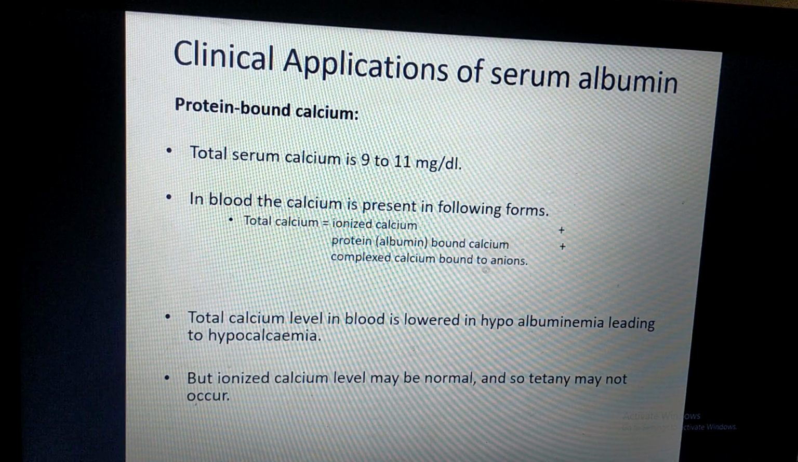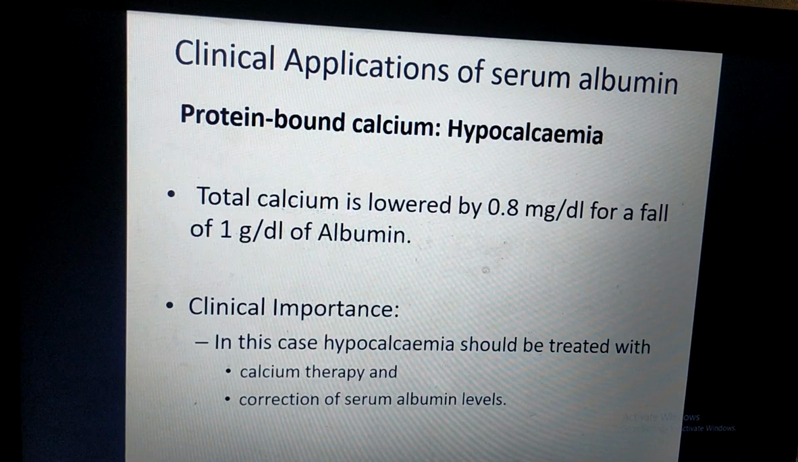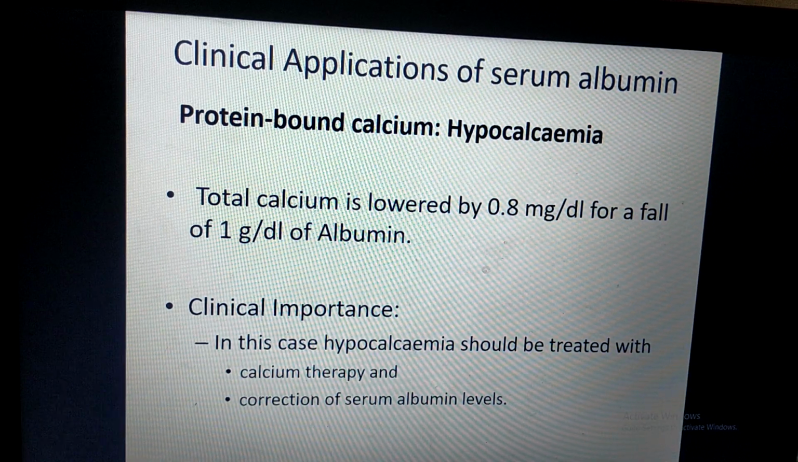Here the ionized calcium level is normal, therefore tetany is not seen. If the albumin level is decreased by 1 gram per deciliter, then the calcium level decreases by 0.8 milligram per deciliter. You should keep that in mind when you see a patient with hypocalcemia. So the clinical importance is that if you want to correct hypocalcemia in the patient, you have to give calcium therapy, along with correcting the albumin levels in this patient.